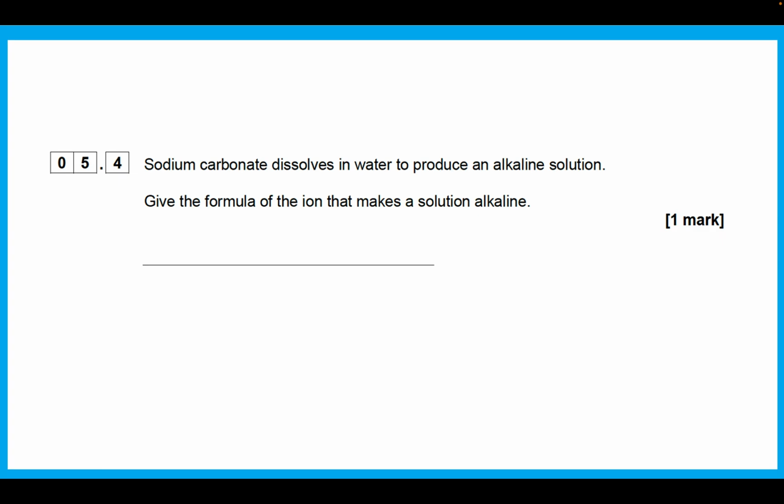Sub-question 5.4. Sodium carbonate dissolves in water to produce an alkaline solution. Give the formula of the ion that makes the solution alkaline. 1 mark.